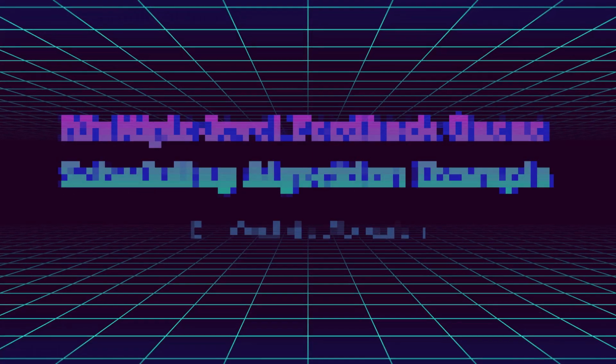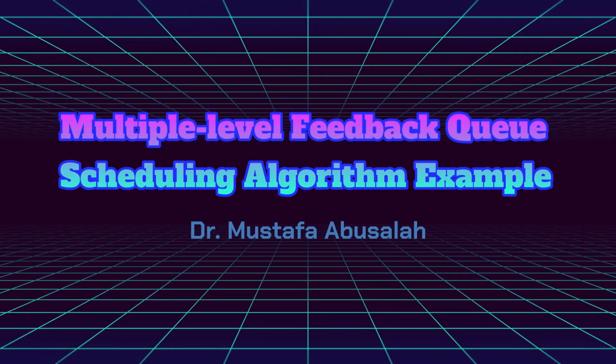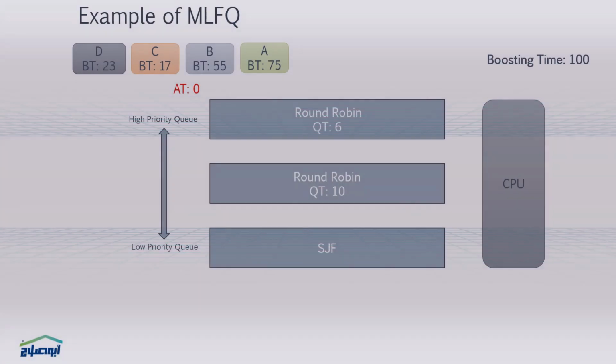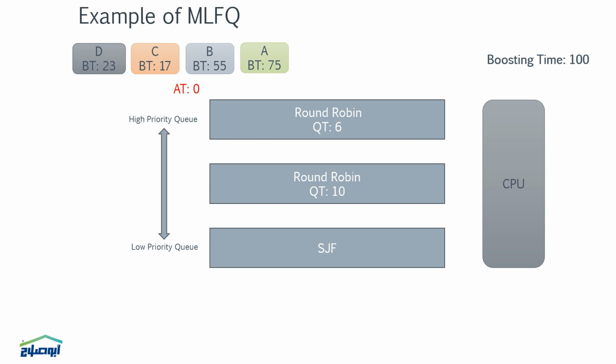Multiple Level Feedback Queue Scheduling (MLF-Queue) Algorithm. Example: suppose an operating system uses the MLF-Queue scheduling algorithm to schedule tasks. This algorithm consists of 3 queues, each with a different priority level.